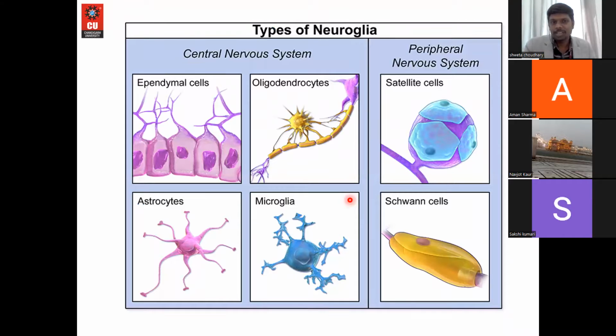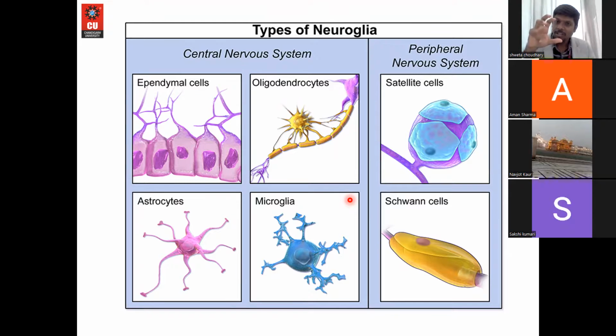And coming last and finally is the neuroglial cells. These are the cells that support the actual nerve cells. We have ependymal cells responsible for CSF secretion. Oligodendrocytes are responsible for nurturing the neurons. Satellite cells will ensure control of them.